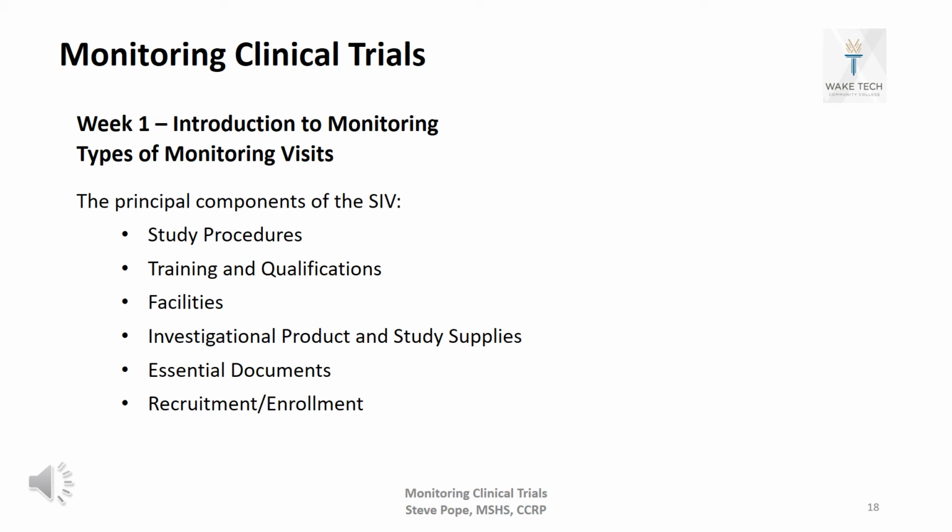And then finally, we're going to talk about recruitment and enrollment. How many subjects do they have ready to screen? How many of those screening subjects do they think they'll be able to enroll? What do they imagine their screen fail rate to be? We're going to talk about all that during the site initiation visit, and then at the conclusion of that visit, we're going to be able to activate the site and give them permission, a green light, to start screening and enrolling subjects.